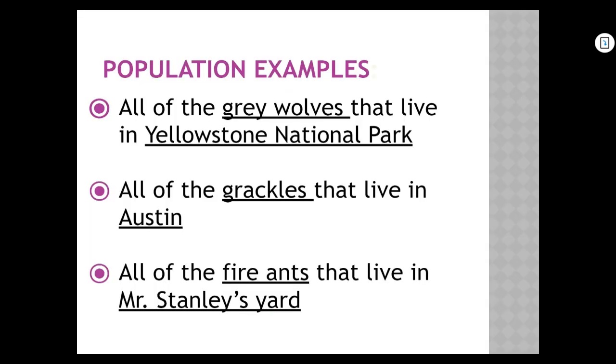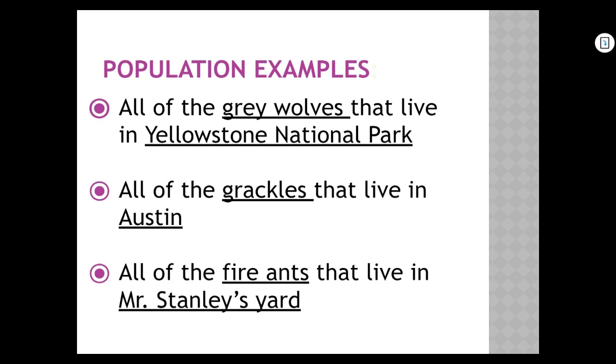So here's some population examples. All of the gray wolves that live in Yellowstone National Park. Again, we're just talking about wolves, groups of wolves, but in one area, right? The national park. All of the grackles that live in Austin. So grackles are a type of bird, right? And these birds, we're just counting the ones that live in Austin. That is an example of population.